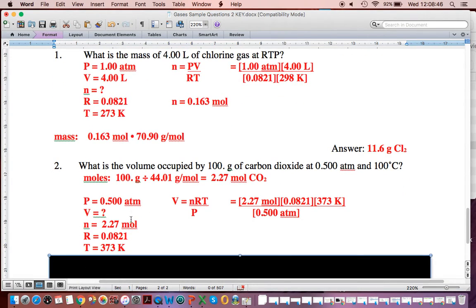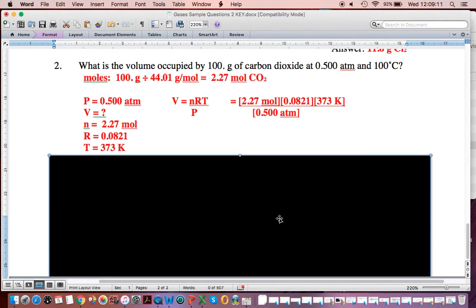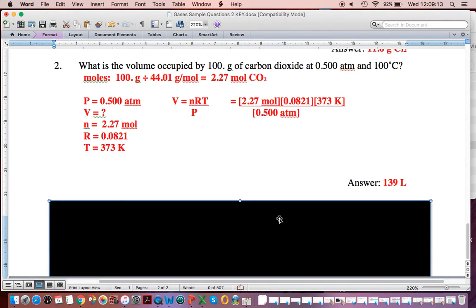So I've written out all these numbers pulled straight from the question. 0.5, V was the unknown. 2.27 moles, I just calculated. I'm using 0.0821 because I was given the pressure in atmospheres, and that's for atmospheres. And 100 degrees is 373 Kelvin. Then I write this carefully, and I go boom times boom times boom divided by bam. And I get 139 liters.